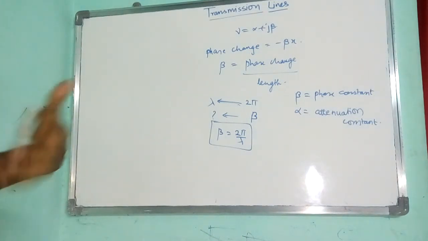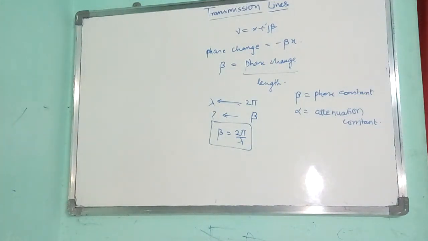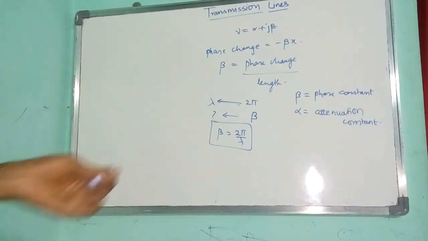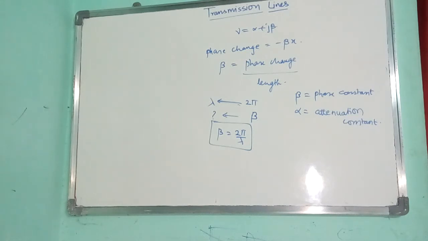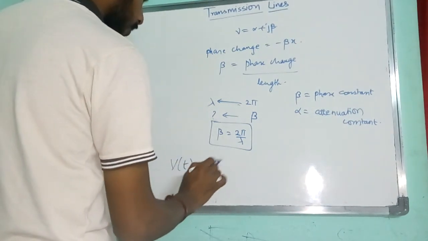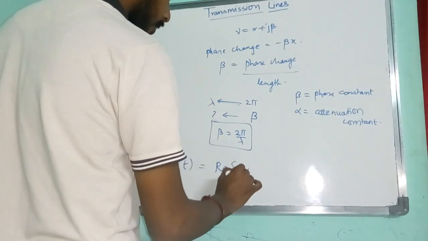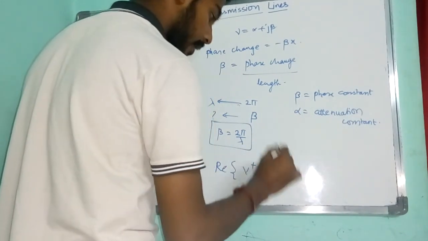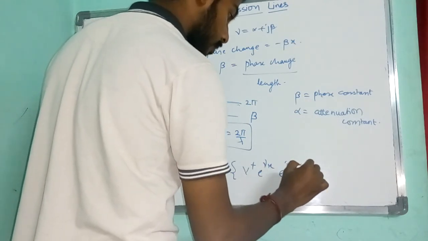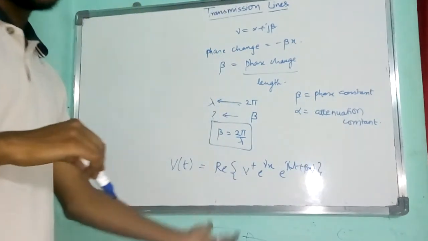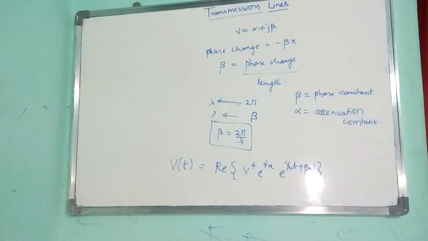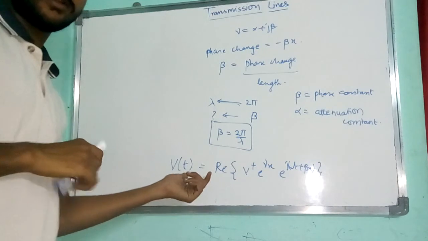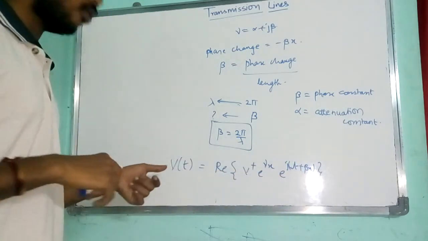Okay, and if there is any value we need to calculate at any instant of time, we can calculate that using this equation. V of t equals the real part of V plus e power gamma x into e power j omega t plus beta x. Using this equation we can find whatever value at time t, we get the voltage value.